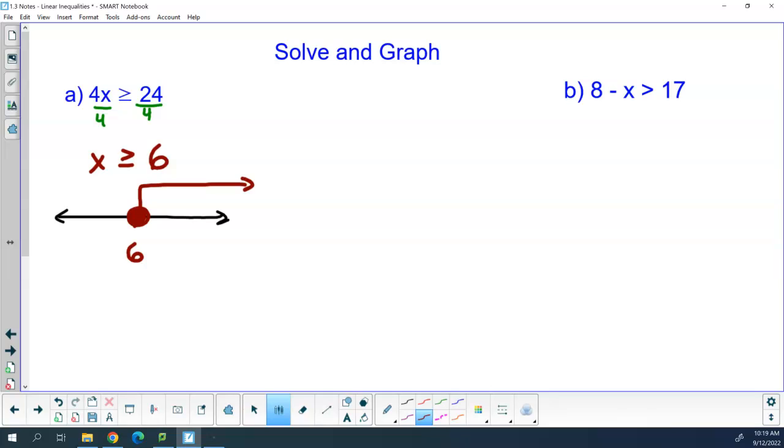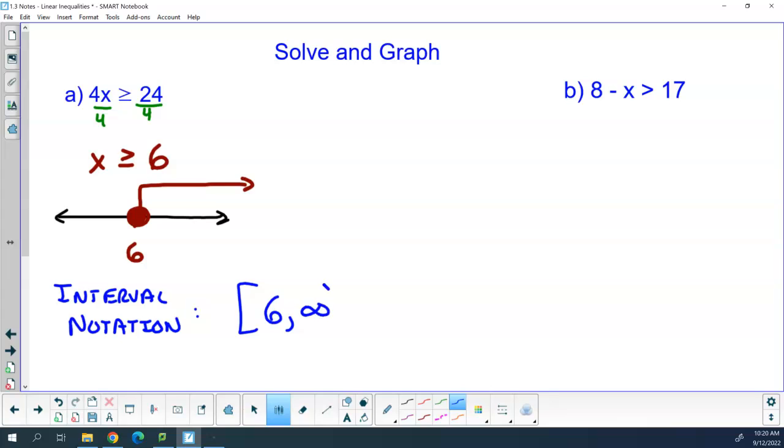Did we divide by a negative? No. Then no. Remember back like 5 minutes ago where I said only when you divide by a negative, not when you just straight up divide. Now, later on this week, we're going to talk about interval notation too. And this one in interval notation would be a bracket at 6, and it would be going out to infinity. But we'll talk more about that later this week.